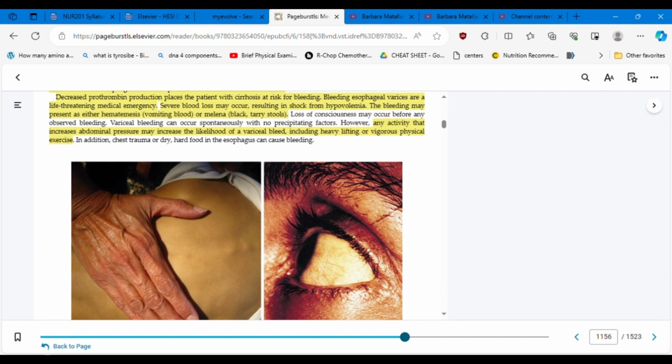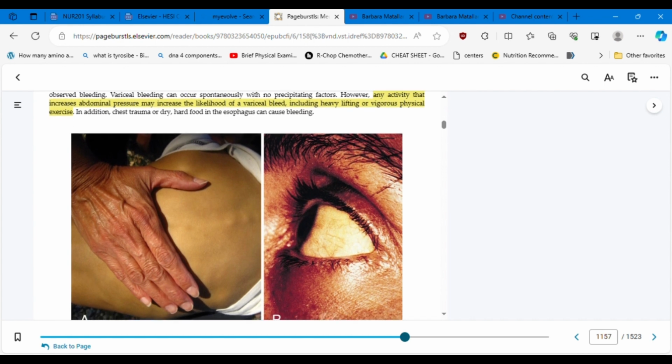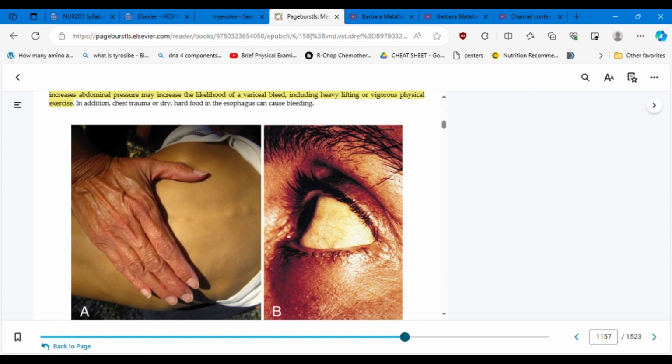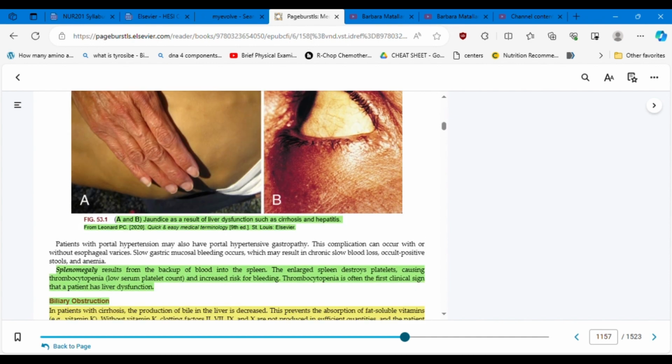Severe blood loss may occur, resulting in shock from hypovolemia. The bleeding may present as either hematemesis, vomiting blood, or melena, black tarry stool. Any activity that increases abdominal pressure may increase the likelihood of a variceal bleed, including heavy lifting or vigorous physical exercise. Okay, and here we can see the jaundice as a result of liver dysfunction, and the video explained jaundice is going to appear basically at a very advanced liver disease, cirrhosis stage, right? Let's continue.